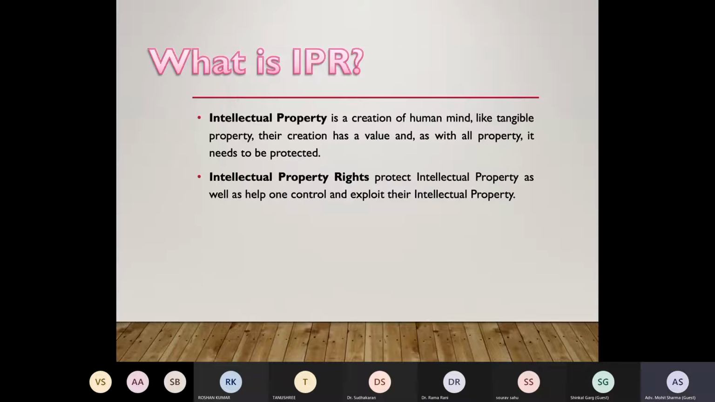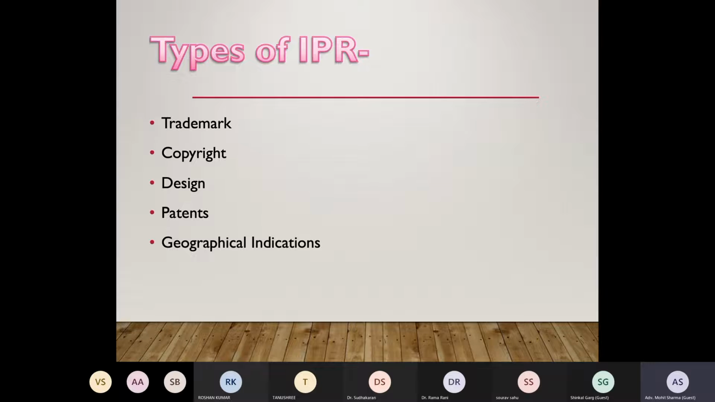Now, just to quickly remind, what is IPR? Intellectual property is a creation of human mind. Like tangible properties, their creation has a value, and as with all property, it needs to be protected. Intellectual property rights protect intellectual property as well as help one control and exploit their intellectual property. So as we all know, IPR has different forms, and apart from that, there are 5 main forms of the IPR. These are trademark, copyrights, designs, patents, and geographical indications, that we sometimes call GIs.